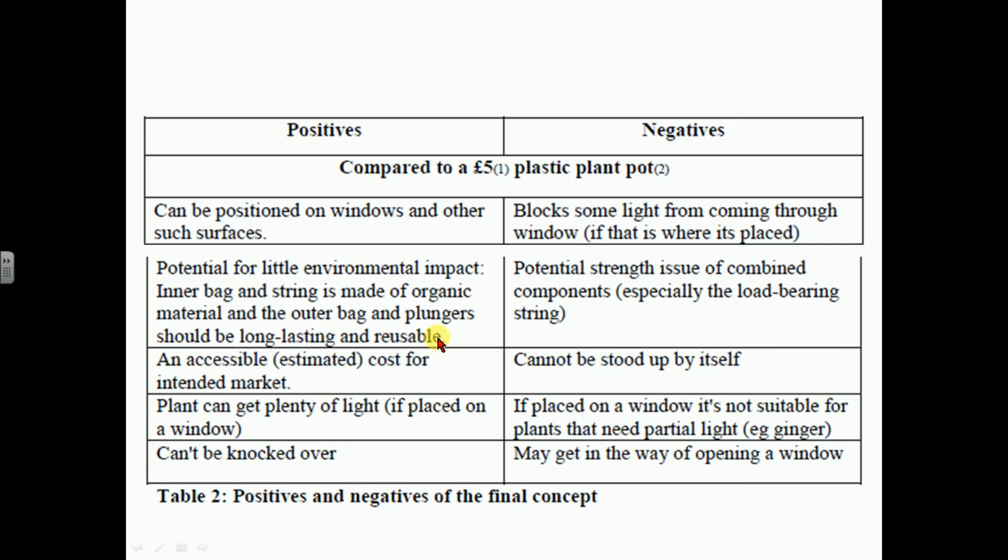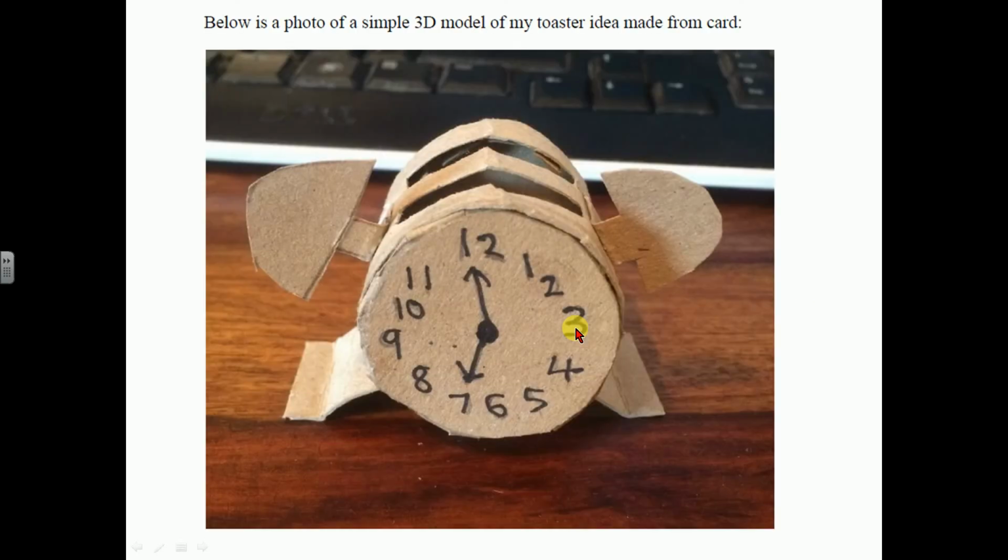Section 3 needs to have a list of positives and negatives, so you could maybe do them in a table like this, and they've weighed them, try and keep them balanced, the number of positives against your number of negatives, and for every positive they thought of a negative, so that's kind of nice. Mock-ups, so here we've got another mock-up. This one's made out of cardboard, it's a toaster. Okay, so that's good.